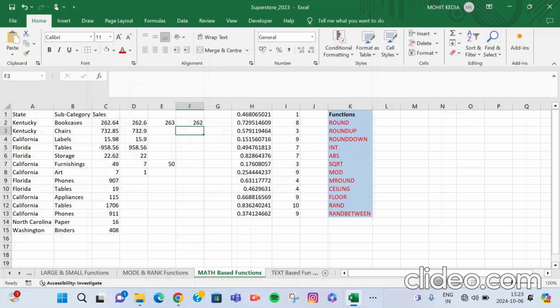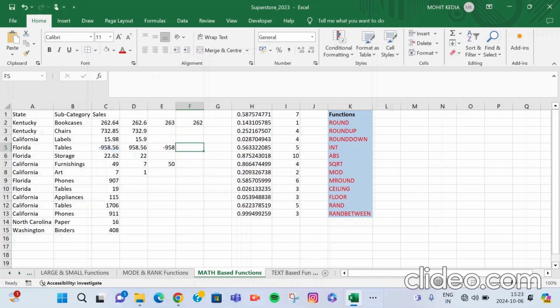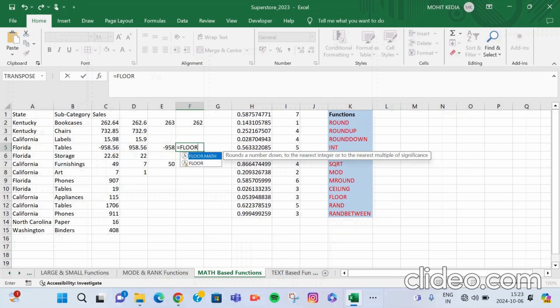Suppose I take the ceiling of minus 958.56, it should give me minus 958. And if I take the floor of the same number, it should give me minus 959.